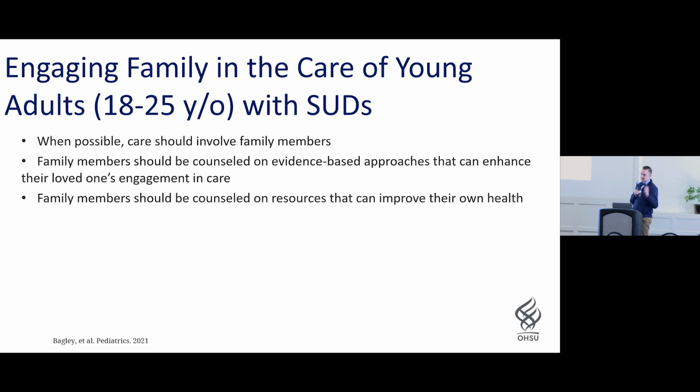One of the things, so for the second bullet point, family members should be counseled on evidence-based approaches that can enhance their loved one's engagement and care. So I actually had not heard about community reinforcement and family training, CRAFT, but it's actually been shown to improve engagement 40 to 70% in this age group around substance use. And it's really meant for individuals who may not be interested in treatment, and it sort of teaches families how they can engage with individuals who are using drugs and convince them at some point that treatment might be a good option for them, right?